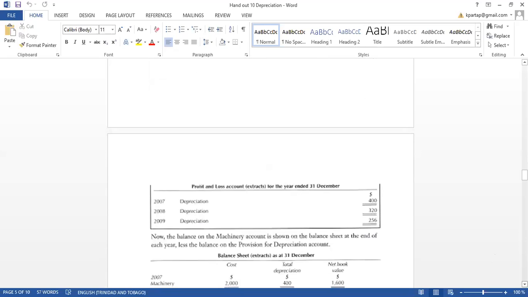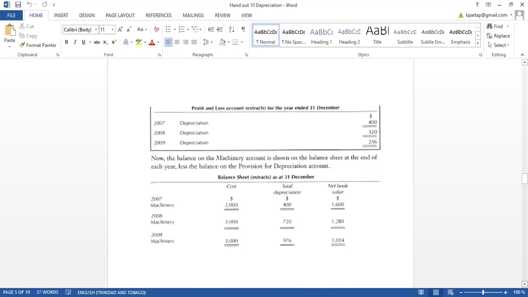All right, so if you had to show now the profit and loss and the balance sheet extract, sometimes questions will call for this. They want to see the extract, which means they don't want to see an entire profit and loss account. They just want to see what you charged. This is how you would show it, the profit and loss extract. So for 2007, depreciation, $400. Well, ideally that should have been provision for depreciation because that is the account that was affected above, 400. 2008, the provision for depreciation was 320, and 2009 provision for depreciation was 256.